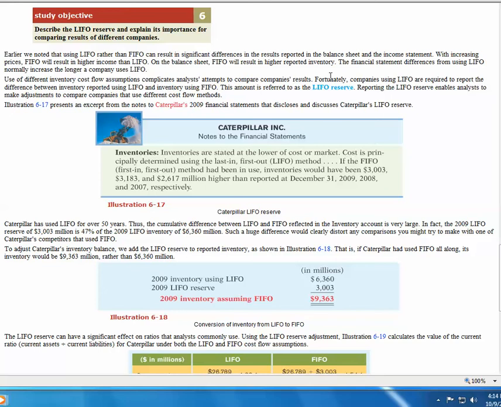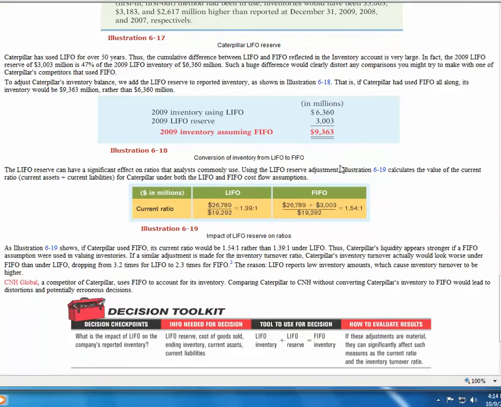In study objective 2, we learned about the 4 different ways to value ending inventory. For many companies, inventory is a significant dollar amount on the balance sheet. If you're trying to compare 2 different companies, that becomes pretty difficult if they're using different inventory valuation methods. Your authors use the example of Caterpillar that uses LIFO. Look how big their inventory is. This is in millions, so their inventory is really over $6 billion valued under LIFO.